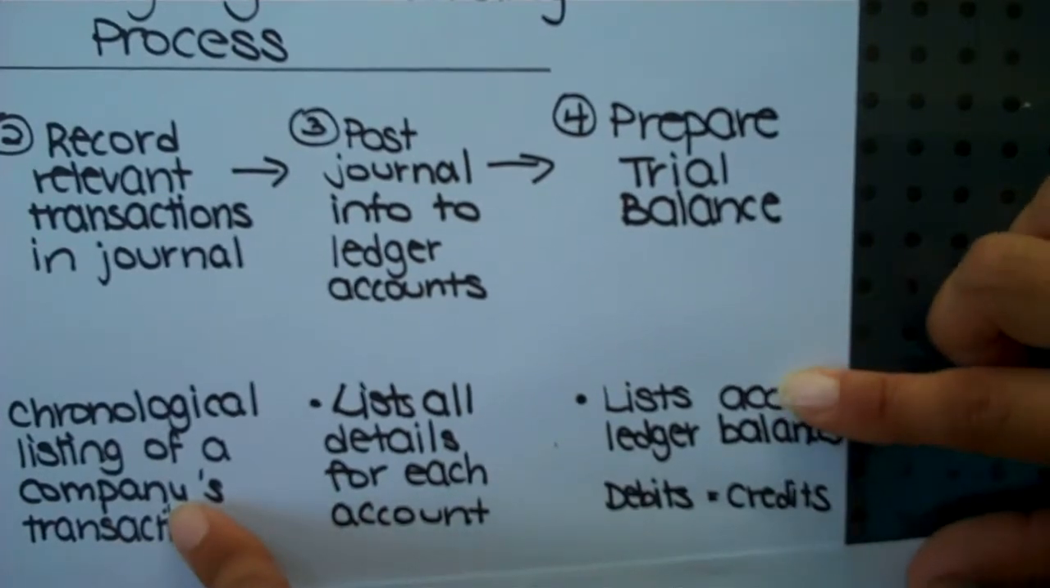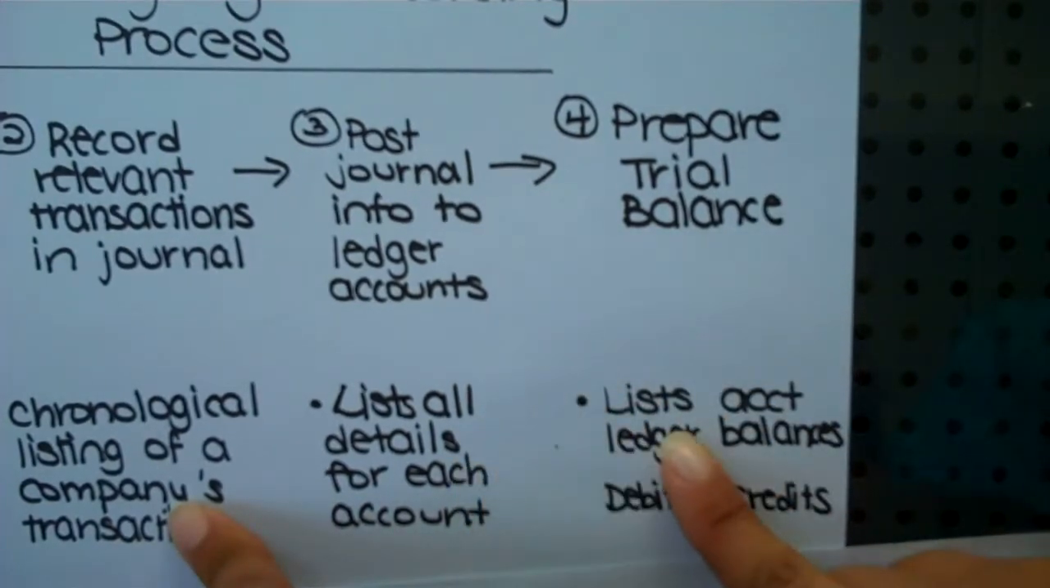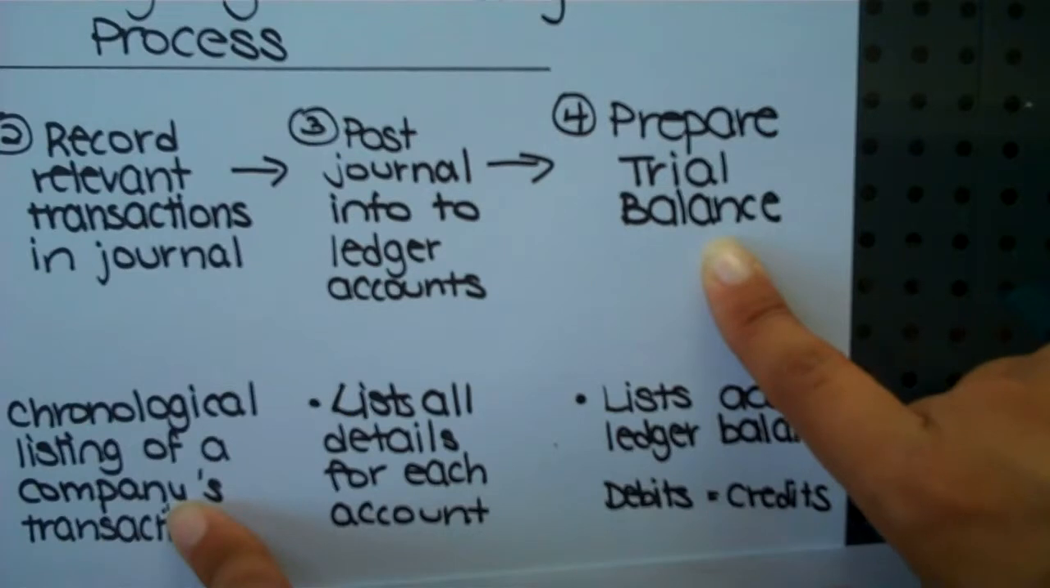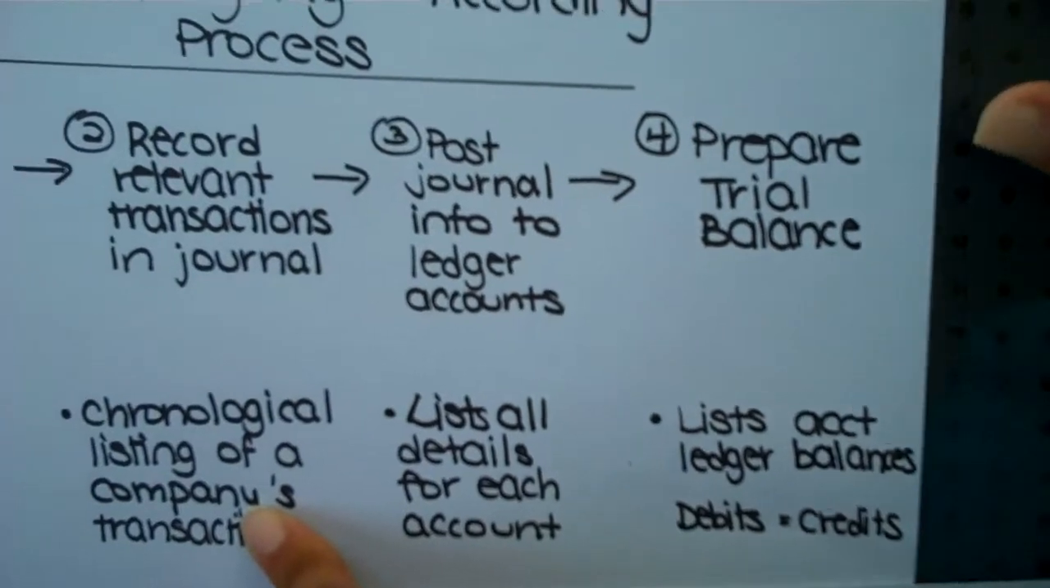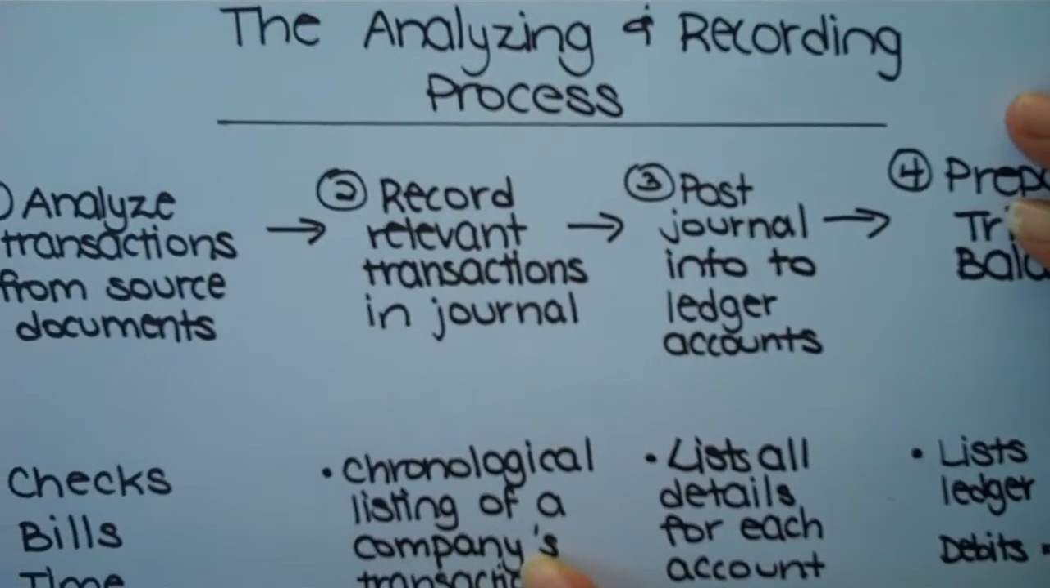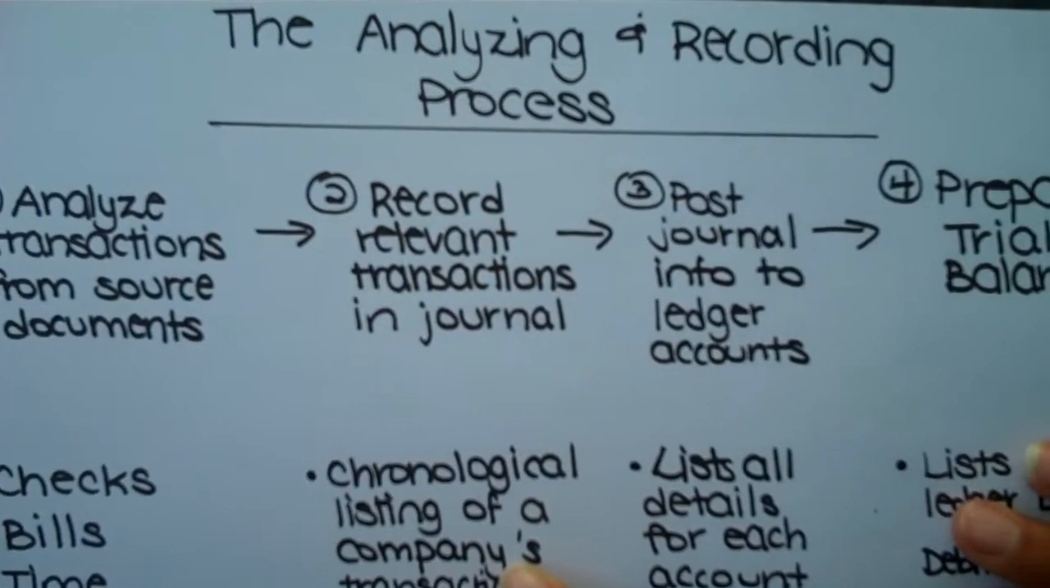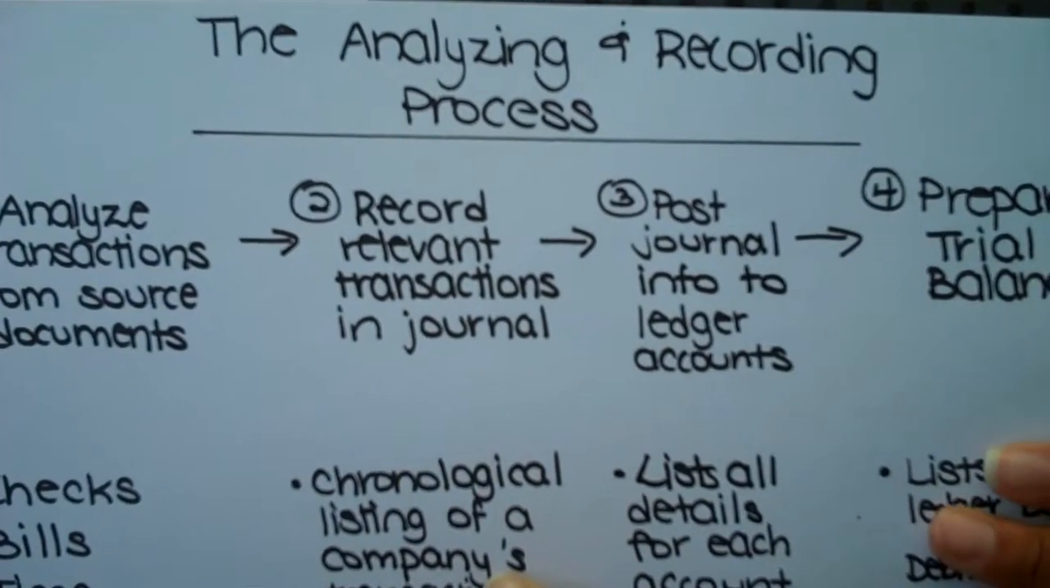It's going to list all of your account ledger balances at that point in time, and hopefully all of your debits will equal all of your credits, and you will therefore be in balance and then be able to go on to the next step of the accounting cycle, which we'll cover in Chapter 3. So that's just an overview of the first 4 steps that you will be looking into in Chapter 2.